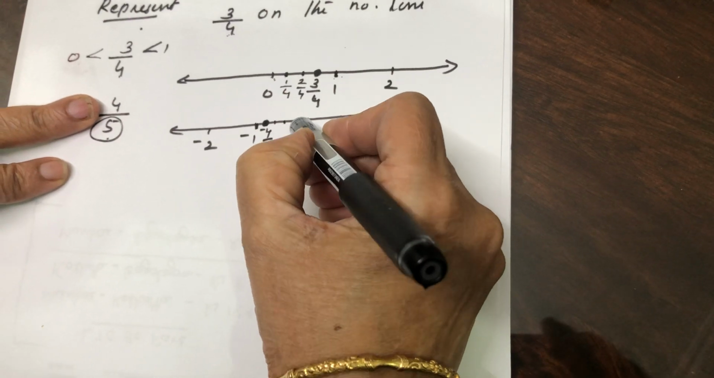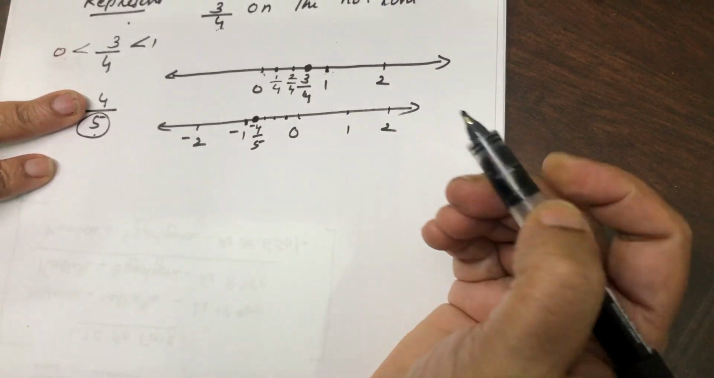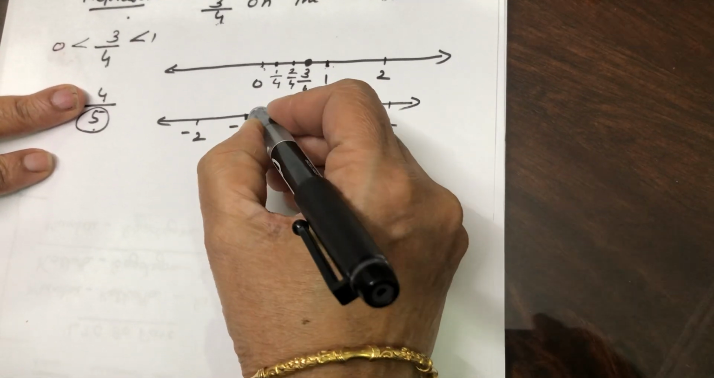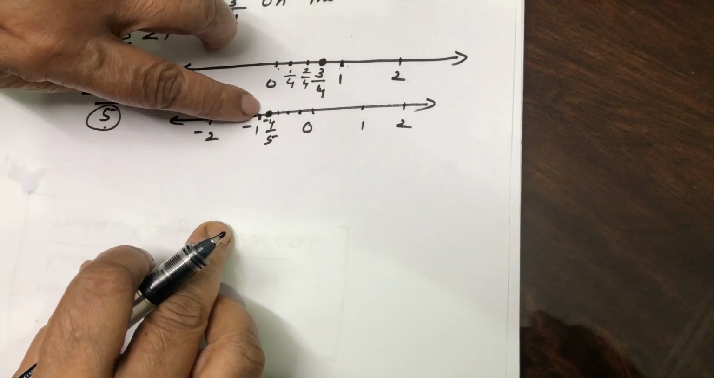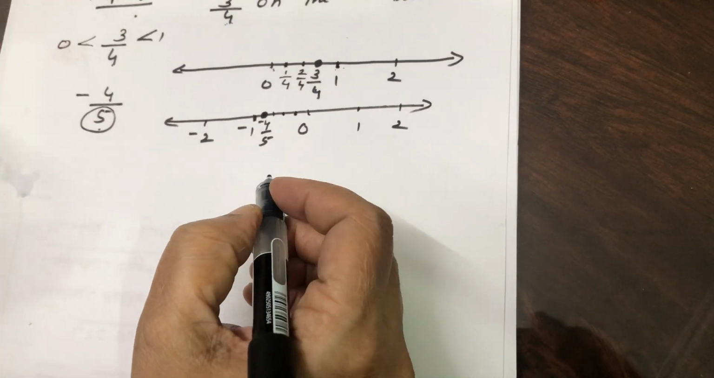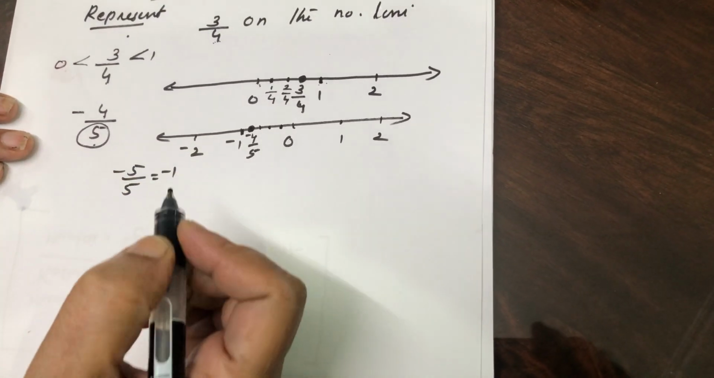The first point is minus 1 by 5. The second point is minus 2 by 5. The third point is minus 3 by 5. The fourth point is minus 4 by 5. And this point is minus 5 by 5, that is, minus 5 by 5 is equal to minus 1.